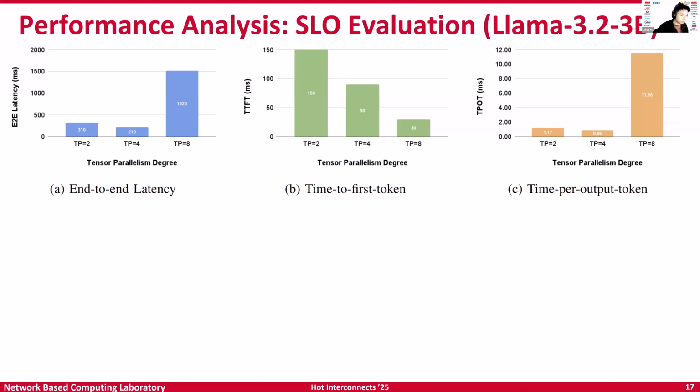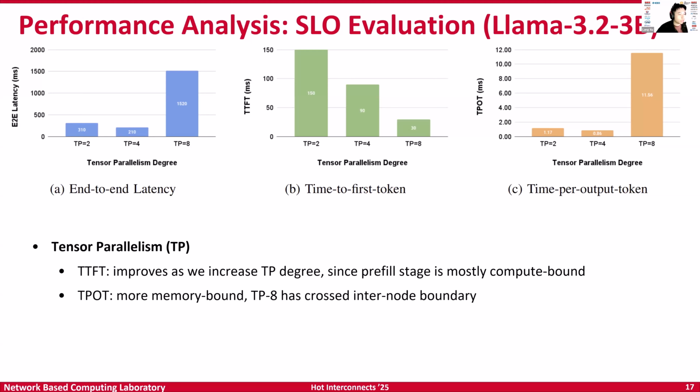So for tensor parallelism, we can see that as we scale up the tensor parallelism, the time to first token keeps decreasing because we are splitting the matrix multiplications among more workers. Since the prefill stage is compute bound, we keep seeing the speedup. Even if we scale across nodes, the speedup beats the actual communication overhead.